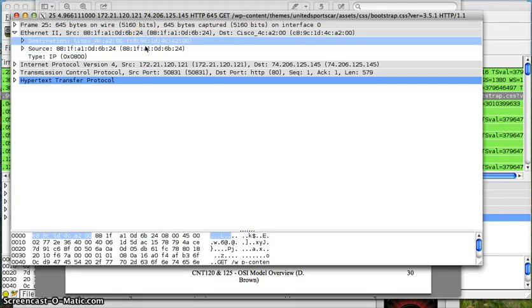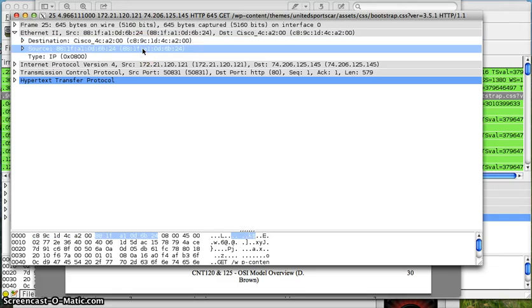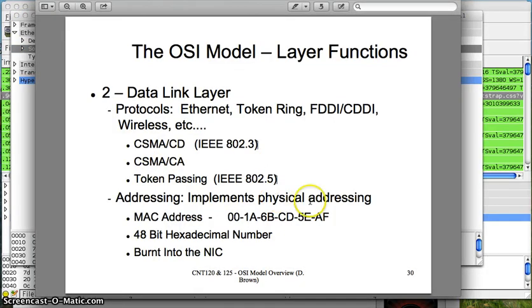So on layer 2 with my NIC, I'm also going to start encountering MAC addresses. This is your 48-bit hexadecimal number. That's why you see letters and numbers here separated by colons. So let me go back here. So addressing implemented here is my physical addressing, the MAC address that's burnt into my NIC, a 48-bit hexadecimal number. This is identifying my computer on the network.